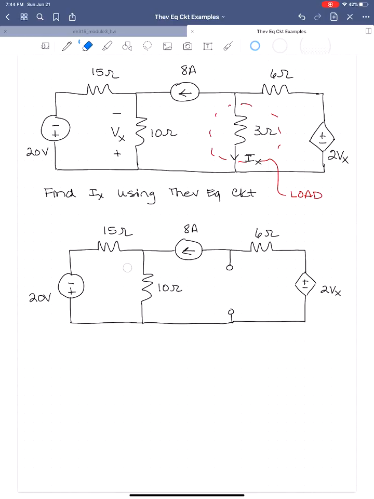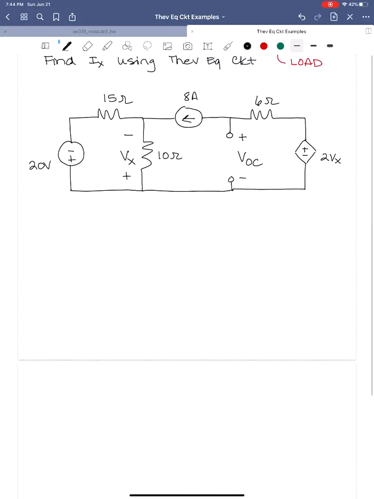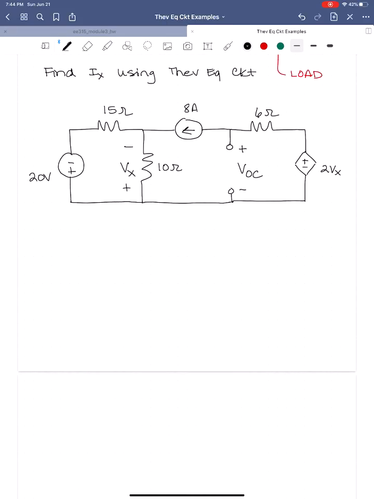Here is Vx, and this is going to be our open circuit voltage across the terminals where we removed the load. So remember, you can solve for this circuit using any method that you like. I'm going to use mesh analysis here, mainly because we have this kind of unique situation that we haven't seen before, so I want to make sure to go through it.